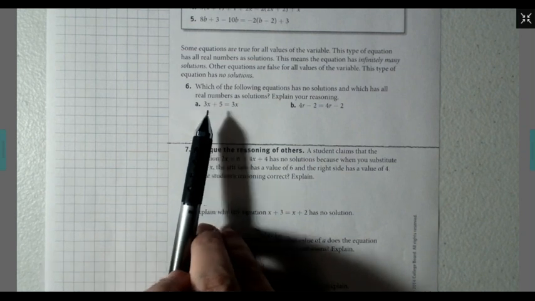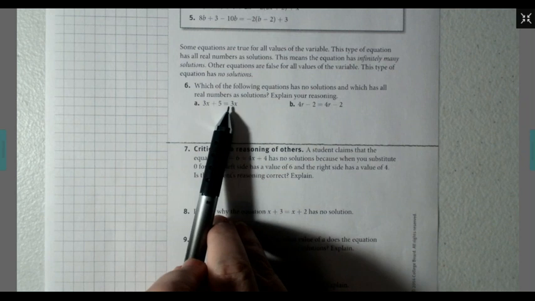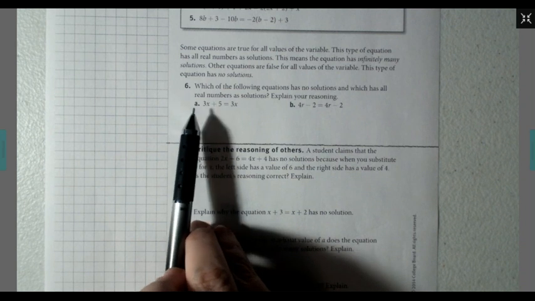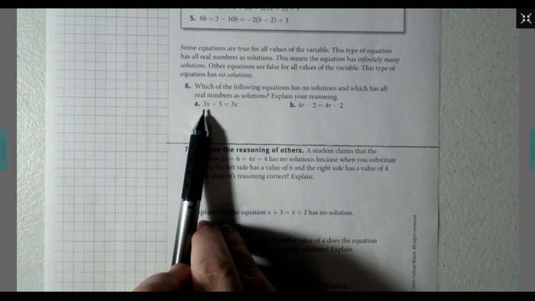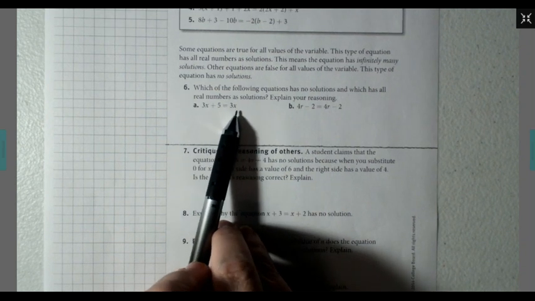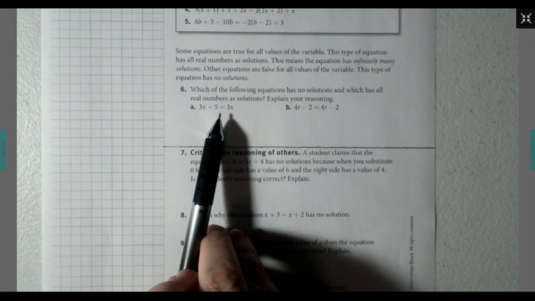Can I plug in 1? So I would have 3 times 1, and 3 times 1 over here, but this one's increased by 5. What about if we tried 0? Would that work? 3 times 0 plus 5 is 5, right? And over here it would be 3 times 0, so that would be 0. That's not going to work.